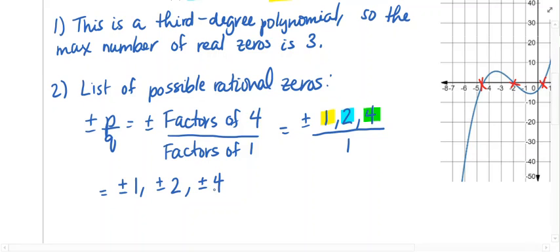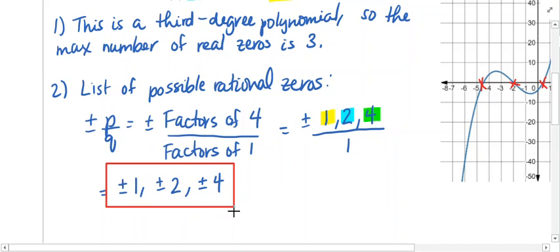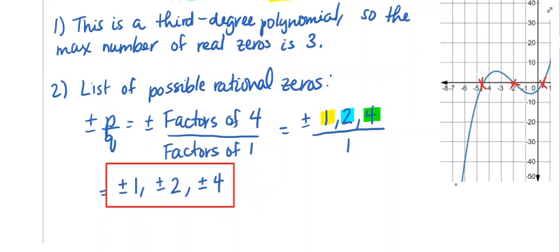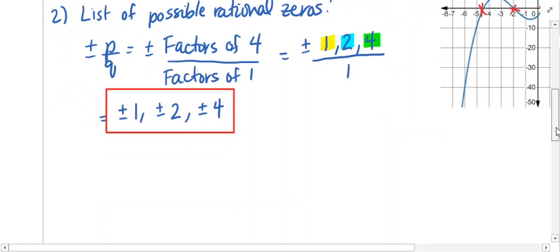Let me go ahead and box this. This is our list. And then in the third step, we need to consult the graph. We're going to have to start our synthetic division process, and we need to choose one of the zeros as a starting point. We're going to try to match up our graph with something on this list. All right, so let's do that. In step 3, we're going to consult the graph.